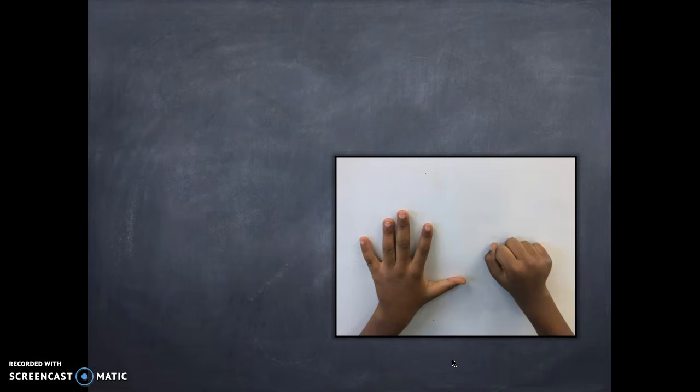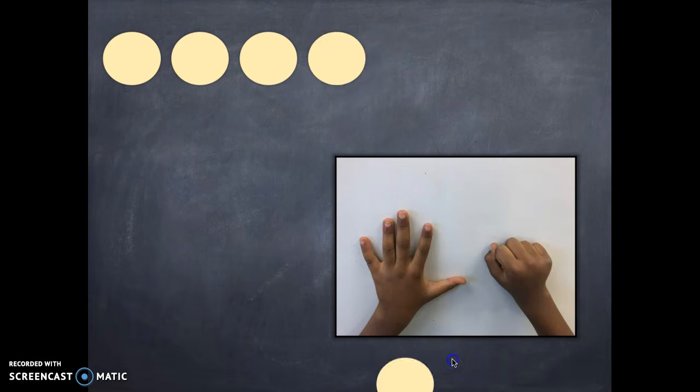What's another way that we talked about with 4? We talked about 2 different ways. What was one of them? Do you remember? Yes, a nice straight line. We can model the number 5 in a nice straight line. Let's go ahead and count them together. 1, 2, 3, 4, 5.